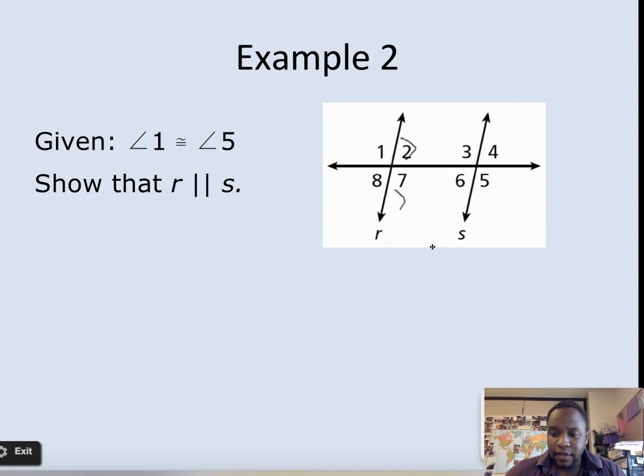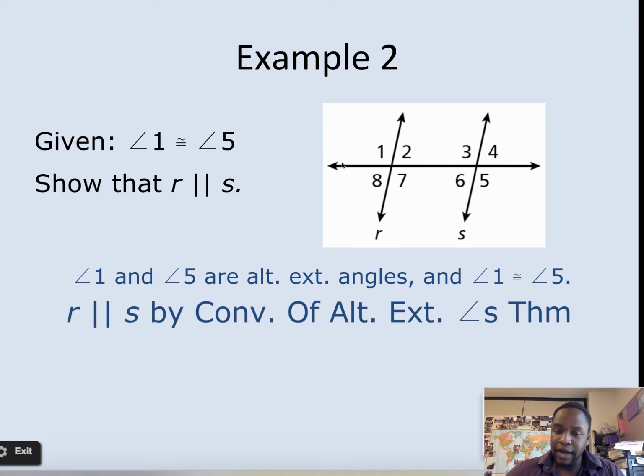Next, we have angle 5. Angle 1 is congruent to angle 5. Why would this be the case? Well, angle 1 and angle 5 are alternate exterior angles, and if the alternate exterior angles are congruent, then we can say that R and S are parallel by the converse of the alternate exterior angles theorem.